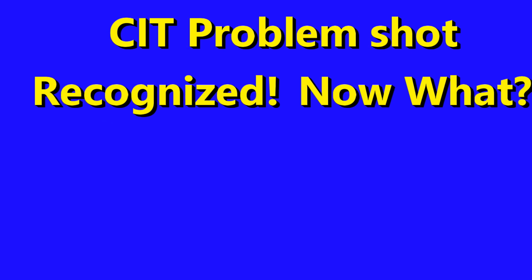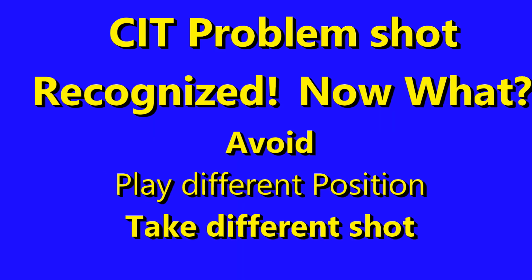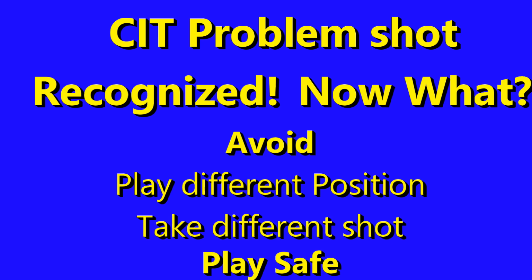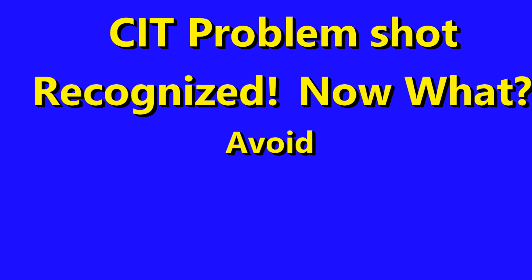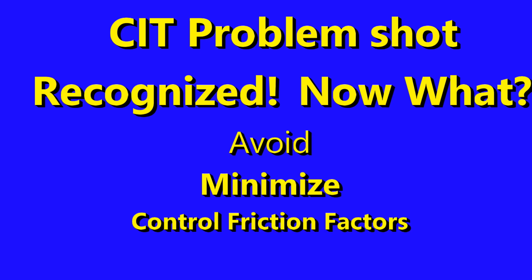Now that you are aware that a shot you're considering poses a CIT problem, what can you do? The first option is to avoid that shot. Play position for a different shot, or shoot a different shot, or play safe. Now, if you can't avoid a shot with too much throw, what options to deal with it? First choice is to try and minimize the throw by controlling the friction factors.